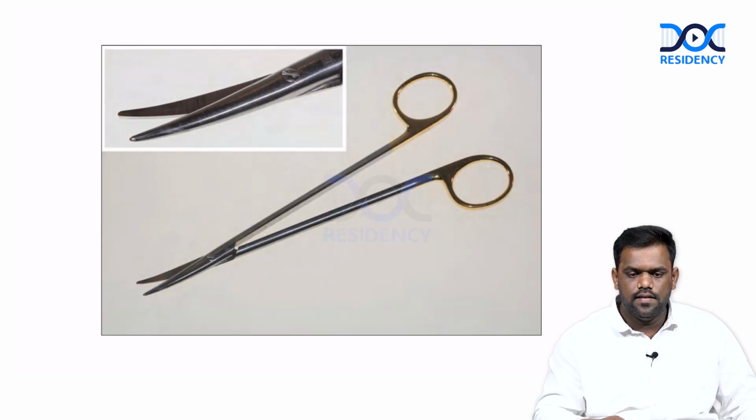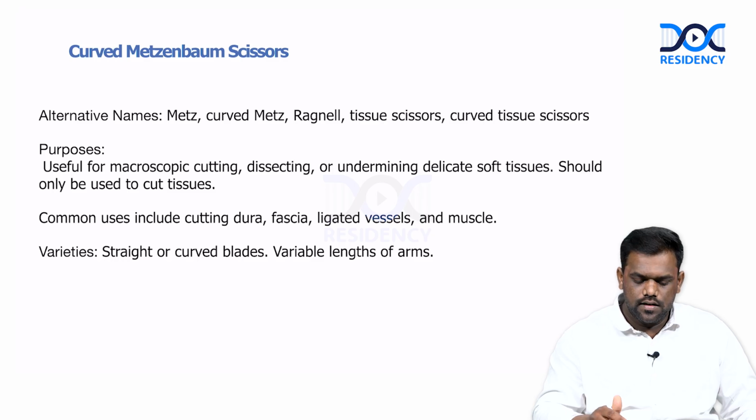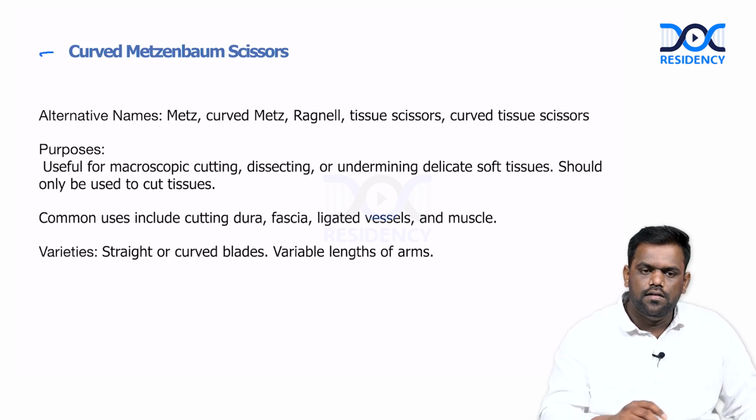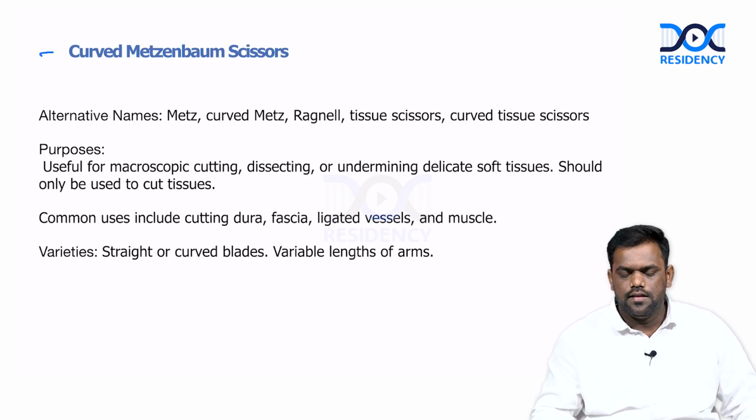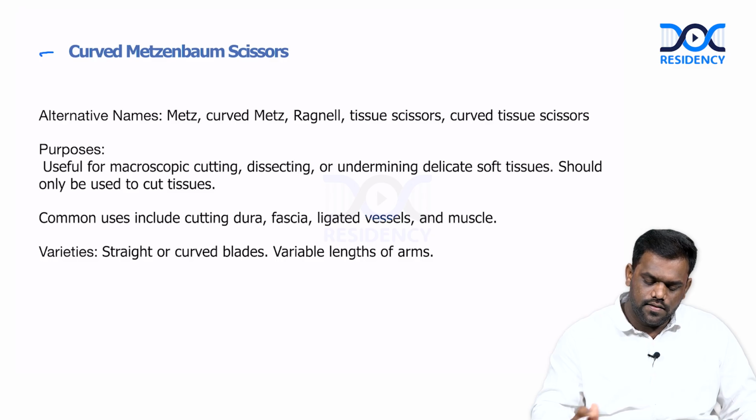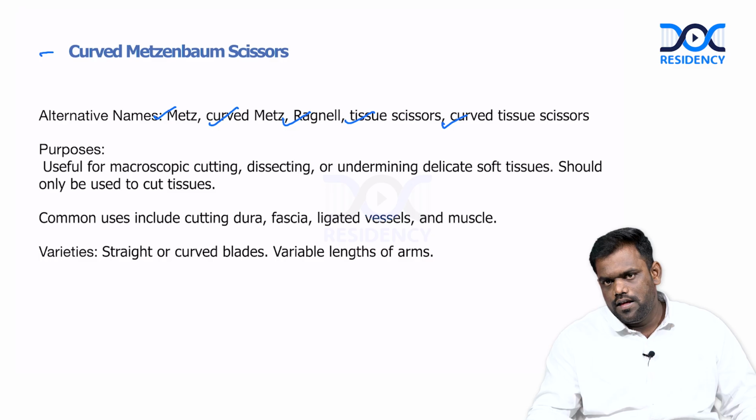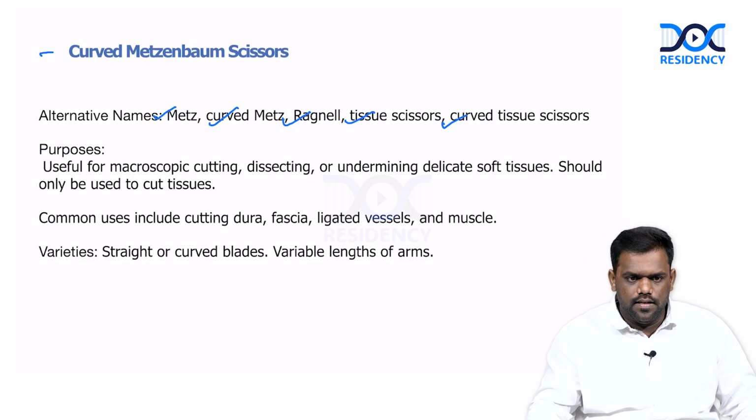Next we'll move to scissors. So this is a curved Metzenbaum scissors, otherwise called Metz, curved Metz, Ragnall tissue scissors, and curved tissue scissors. Routinely we simply call it tissue scissors or curved tissue scissors. Its real name is curved Metzenbaum scissors.